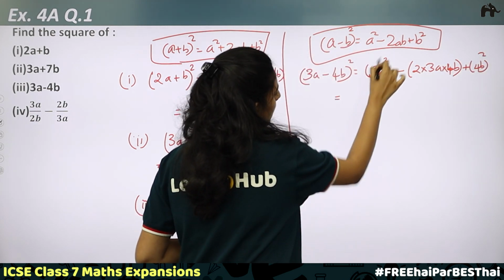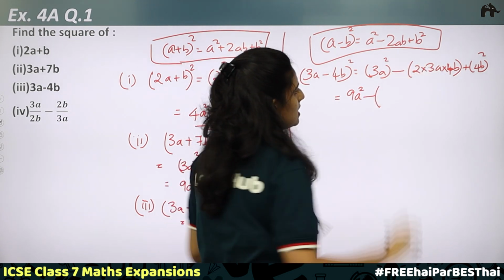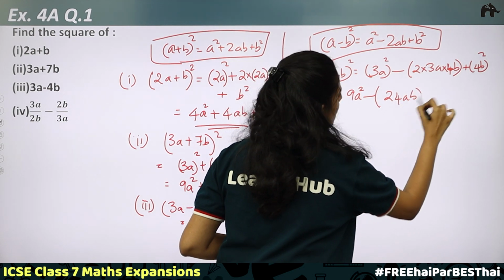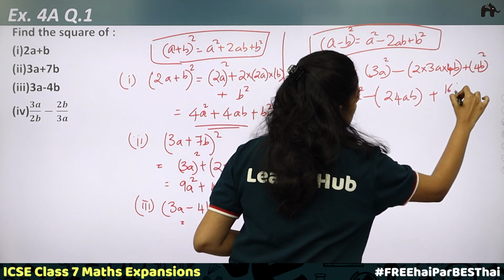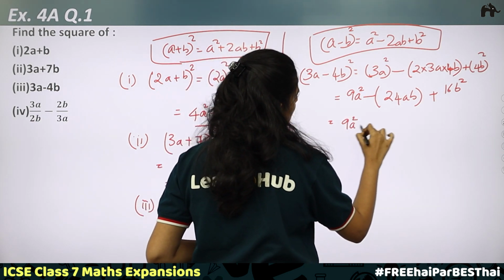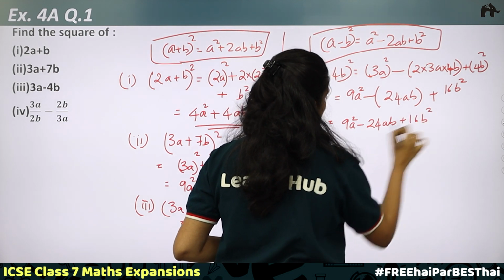That is 9a square minus 2 3s are 6, 6 4s are 24, 24ab plus 4 square 16, 16b square. Okay, that is 9a square minus 24ab plus 16b square.